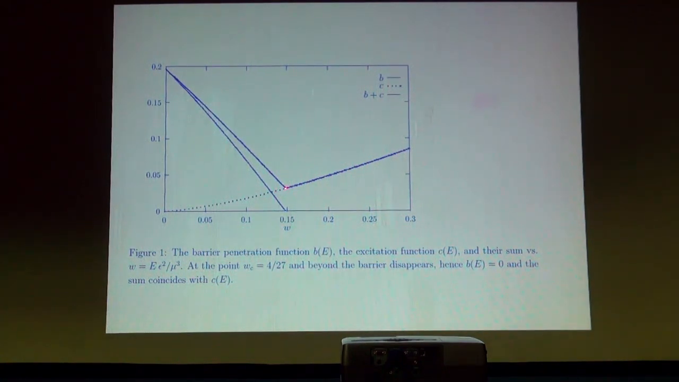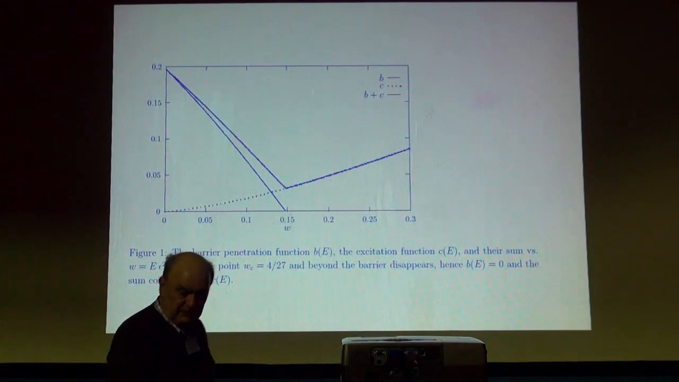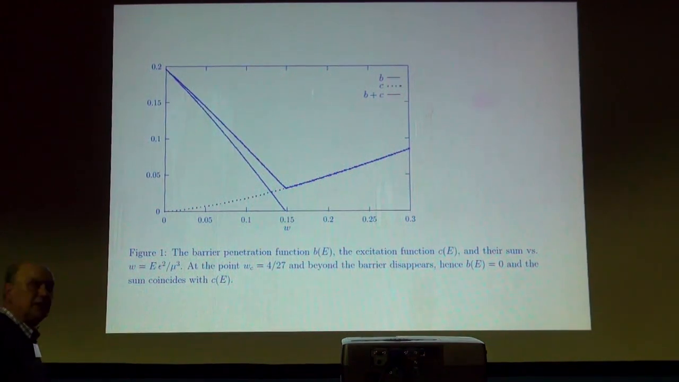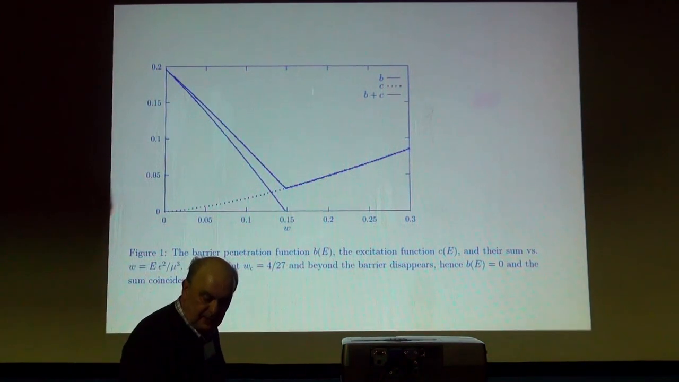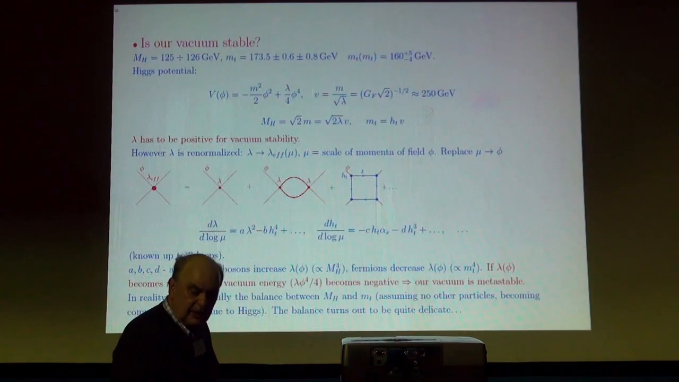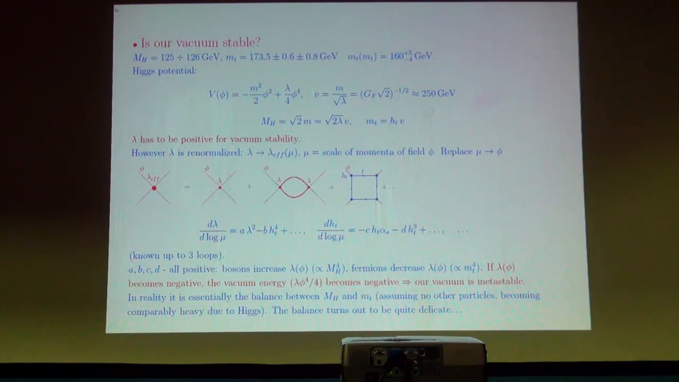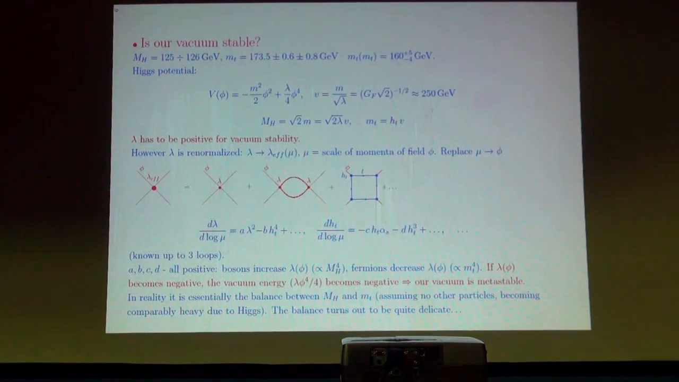The sum B plus C has a minimum, which is about 1/6 of the initial value. It's expressed in terms of full elliptic integrals, but numerically it's 0.16 of the initial value. And therefore, a collision of particles can never eliminate the exponential suppression in the rate of the decay of the metastable vacuum. Well, and this agrees with observation. Even if we live in a metastable vacuum, the cosmic rays have not destroyed it.